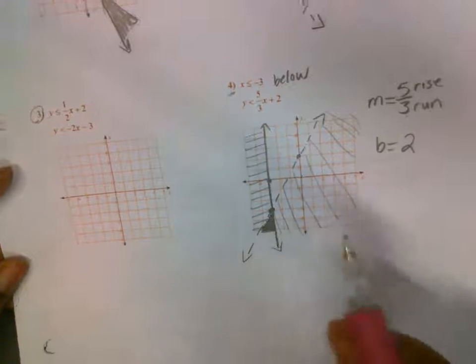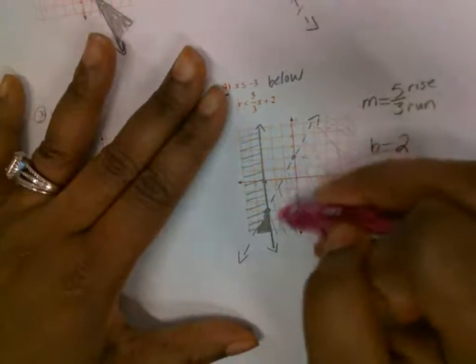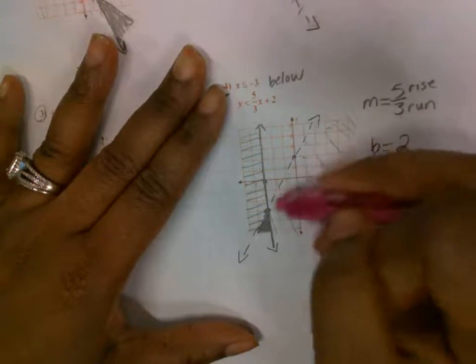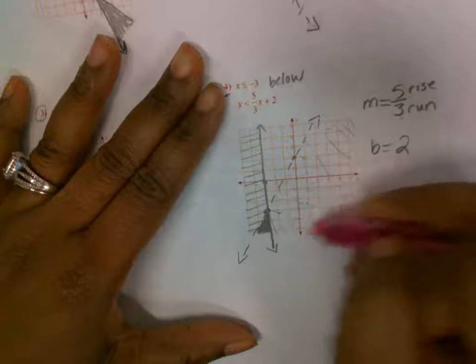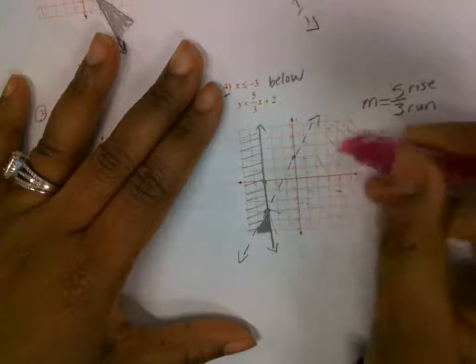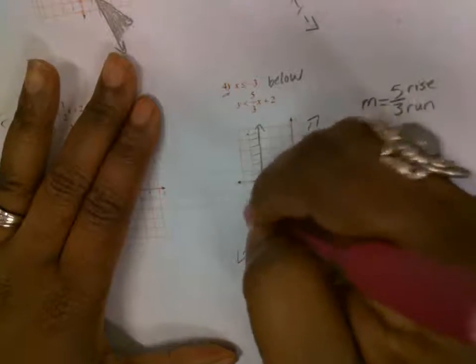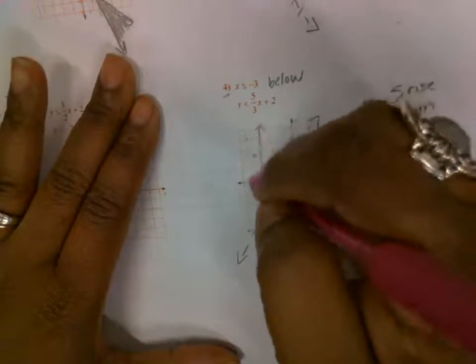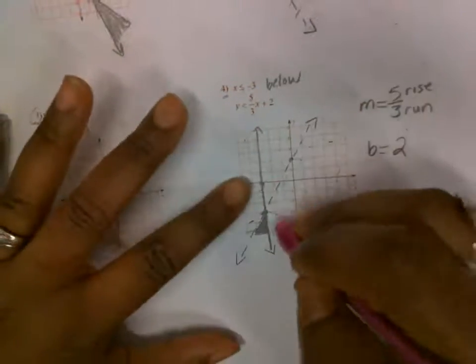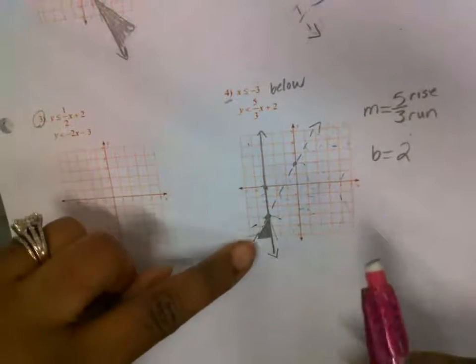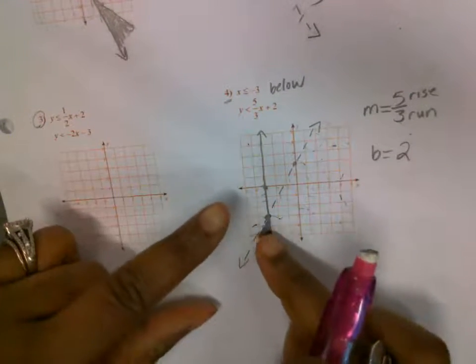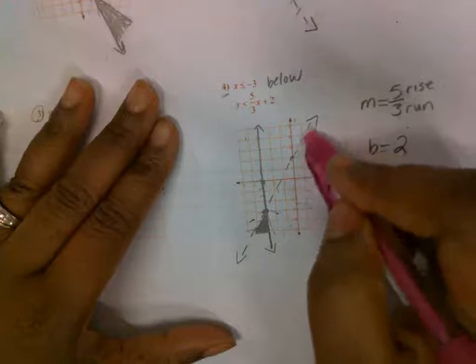So I can erase this. This is not a part of the solution. Sometimes in some answers you will see where they leave this shaded in, but you still need to know that your answer is in the overlapping region. Sometimes they'll leave it shaded, but you have to know that your answer to a system of inequalities is going to be in the overlapping shaded region.